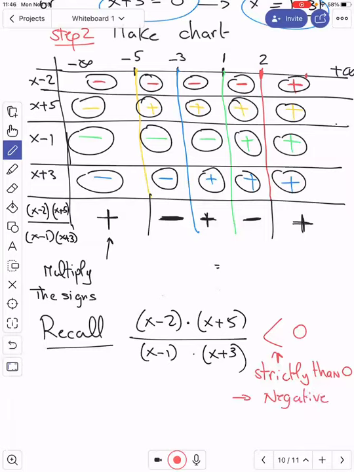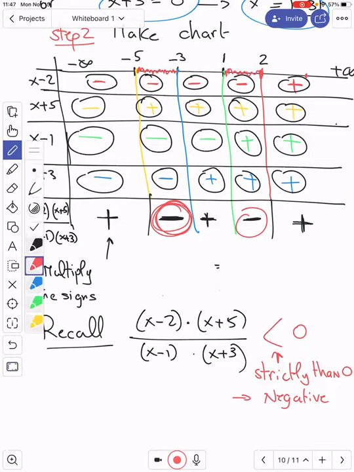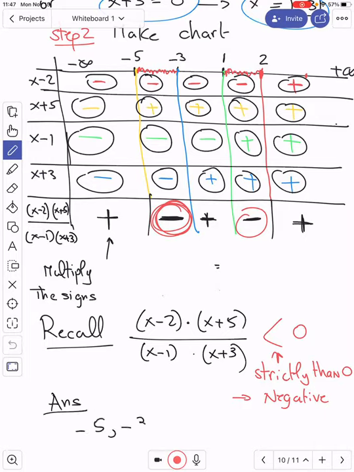So when it's negative, you can see here in the chart, it's negative in the second column, which corresponds to the interval negative 5, negative 3. And it's also negative in the fourth column, and it corresponds to the interval 1, positive 2. So the answer here, that'll be negative 5, negative 3, right? That's my first interval.